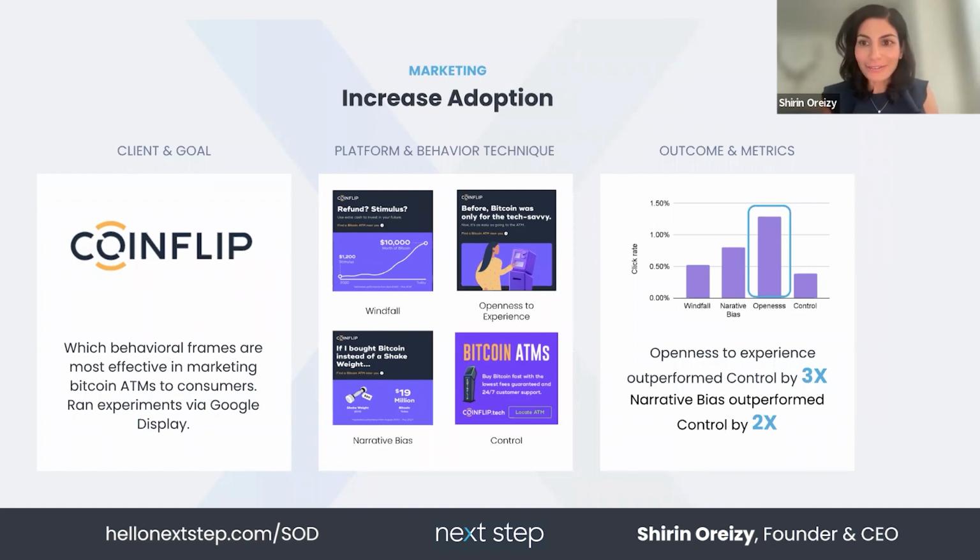And we thought that a fun way to tell a story was to say, hey, if you had bought Bitcoin instead of something totally not valuable, i.e. a Shake Weight, then it would be worth about $19 million. So this was bringing a little bit of humor and storytelling, as opposed to what they were using before, which was just simply saying, hey, we have Bitcoin ATMs. And using this kind of storytelling effect, we were able to improve the performance of their ads by almost double and reduce their media spend by half as a result.